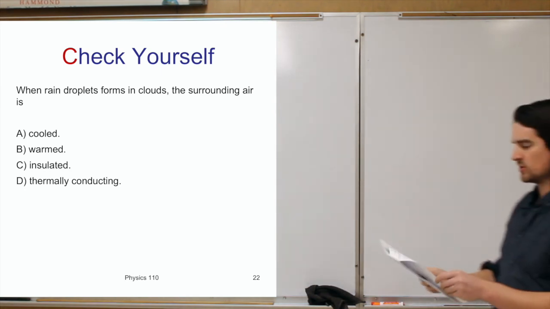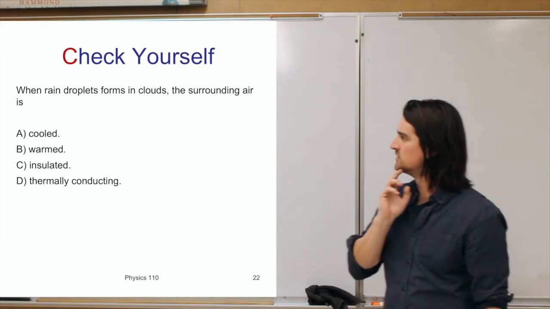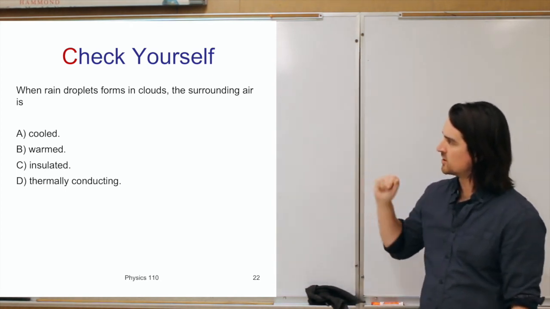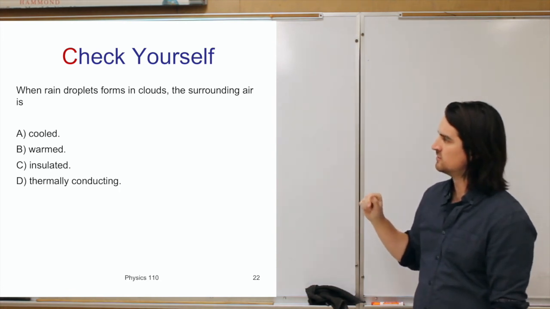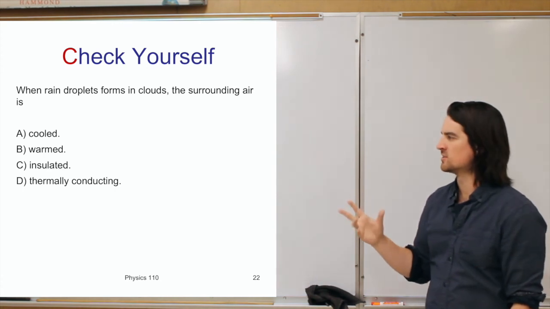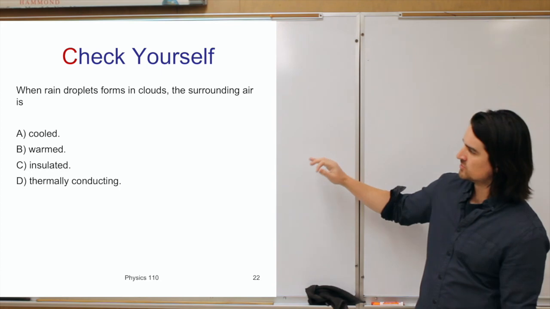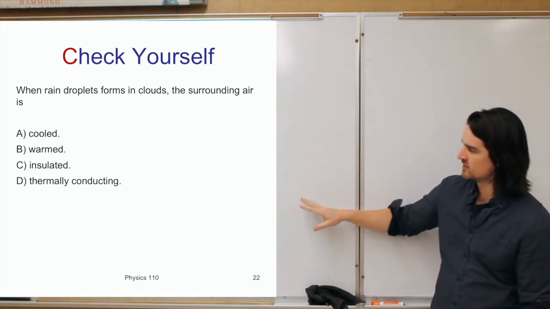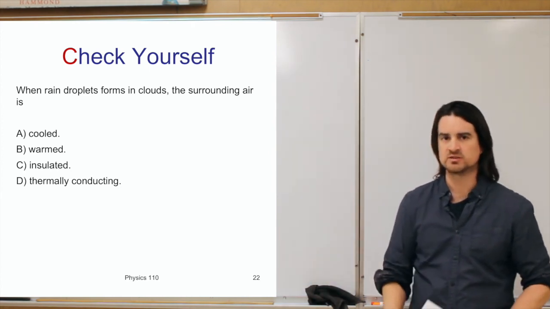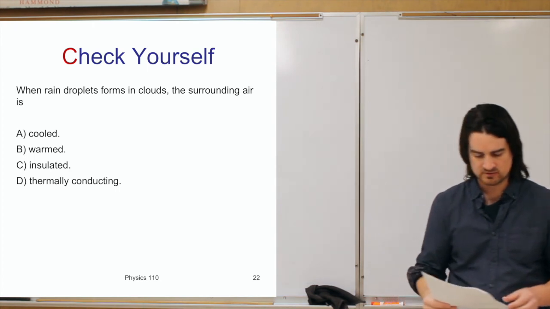All right, so a couple of questions to wrap this up. You check yourself here. So when rain droplets form in clouds, what's happening to the air around that rain? What's happening to the temperature of the air around that rain? Is the air cool? Is it warm? Is it insulated from that? Doesn't matter. Thermally conducting. Not sure what that means. So go ahead and pause for a second. Think it over.